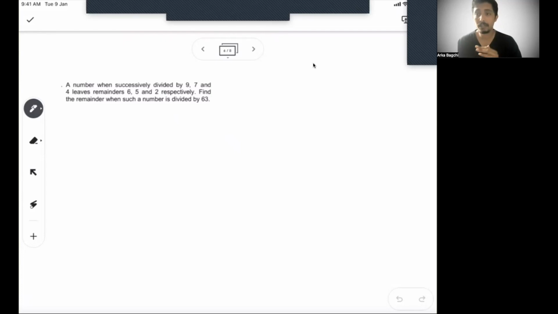Go back to the successive division concept session, where we have explained in detail how we do that. But to give you a quick summary: there is a number n, and then you have your divisor, quotient, and remainder. Let's say I write divisor as D.